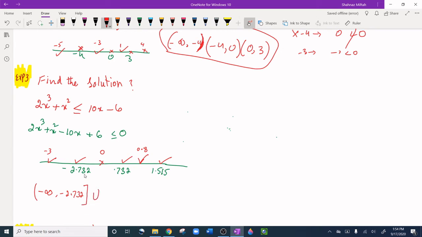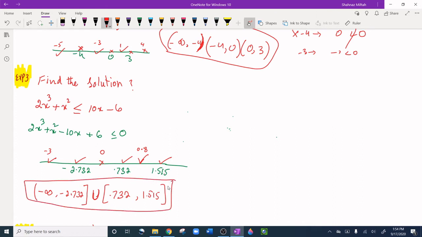Between this and this is not working, so we don't have to write anything here, but from here to here it's working, everything is working. 0.732 gets a bracket because it's working, and 1.515 is also a bracket and it's working. And this U means they are together. So this is the solution for the inequality.